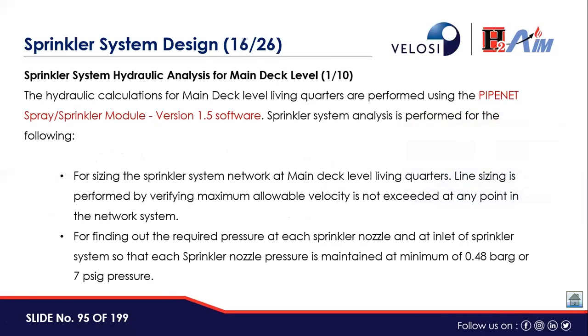So the hydraulic calculations for the main deck level living quarters are performed using the PIPENET, which has different modules. So we have utilized the sprinkler module. The version of this PIPENET software was 1.5. The analysis has been performed as follows. For sizing the sprinkler system network at main deck level living quarters, line sizing is performed by verifying maximum allowable velocity is not exceeded at any point in the network system. For finding out the required pressure at each sprinkler nozzle and at inlet of sprinkler system, so that each sprinkler nozzle pressure is maintained at minimum of 0.48 bar gauge or 7 psi G pressure.